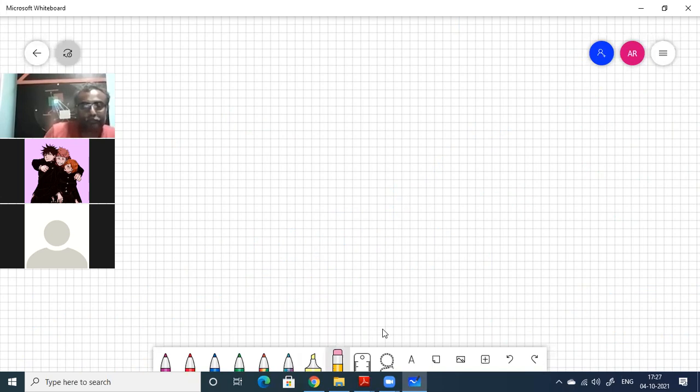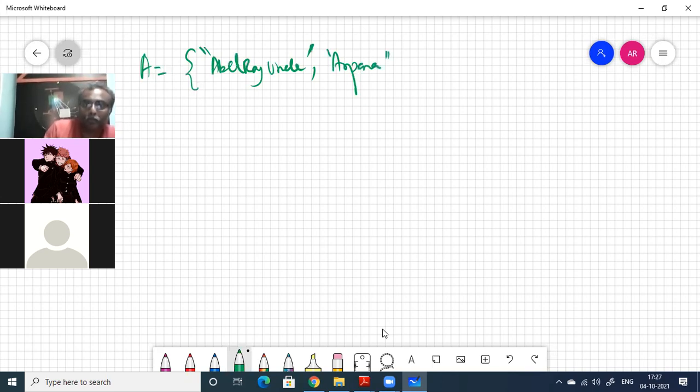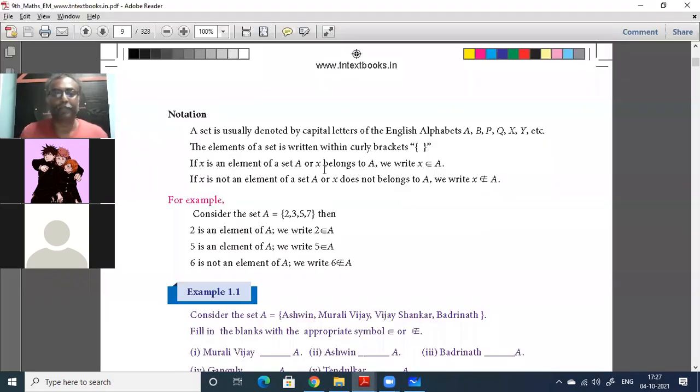So what Arpana says is, okay, like that we'll put. Then, okay, so that is the way to represent, he's telling. Very easy stuff. If x is an element of set A or x belongs to A, how to write it? x belongs to A, or x is an element of A. That is what he says.